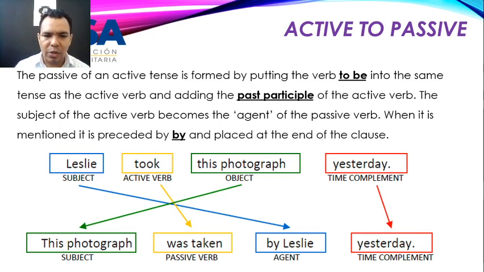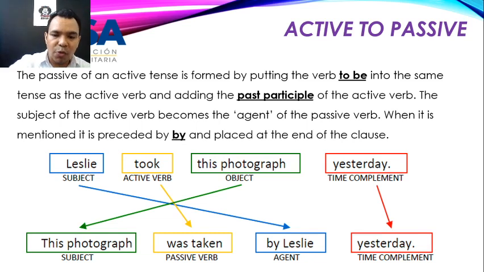Leslie is the subject, took is the verb in past, and the object, who or what receives the action, what was taken, is this photograph. And we have a time complement that is yesterday. It's not part of this transformation. Now let's start with the activity.